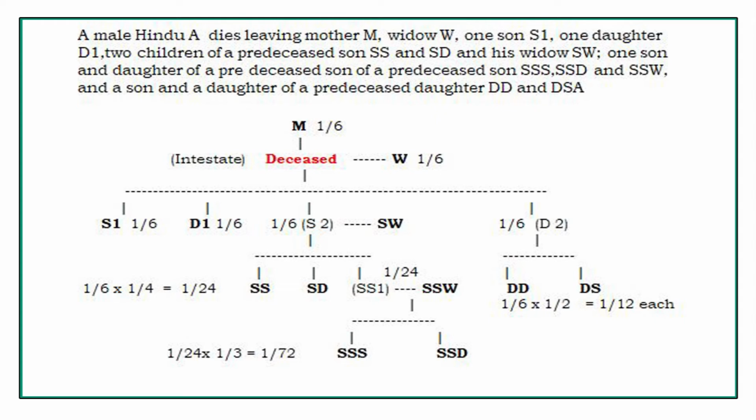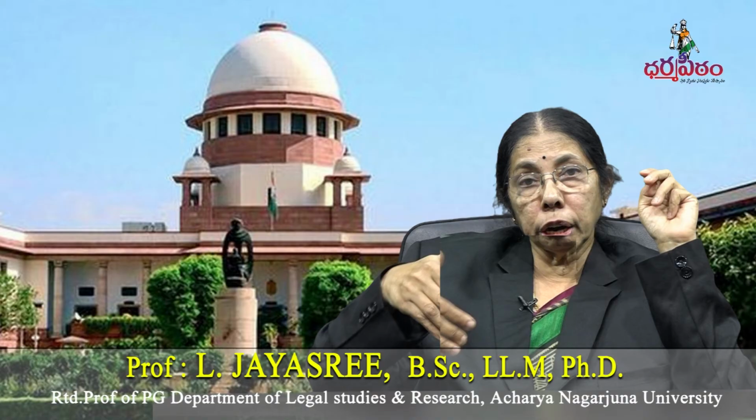SS1 had 3 heirs: SSW, son's widow; SSS, son's son; SSD, son's daughter. So, 1 by 24 is allotted to SS1. This 1 by 24 is again equally distributed among SSW, SSS, SSD. That is 1 by 24 into 1 by 3 is equal to 1 by 72. The share of son's widow, son's son, son's daughter is 1 by 72 each. This is what rule 4 speaks, how the property will be distributed according to rule 4.